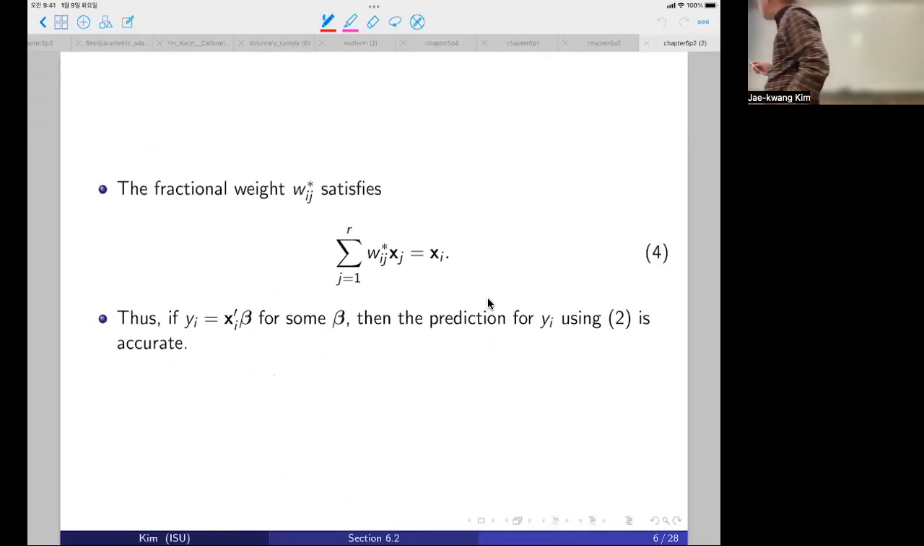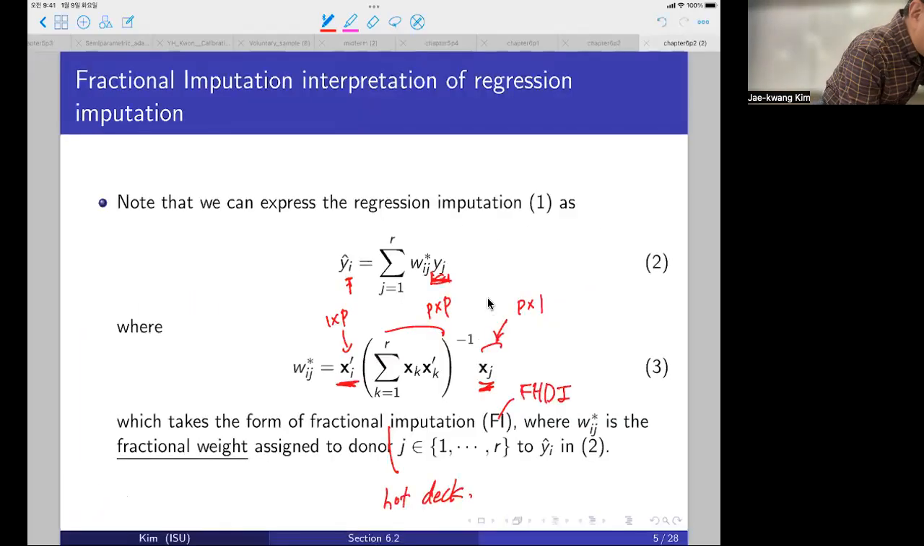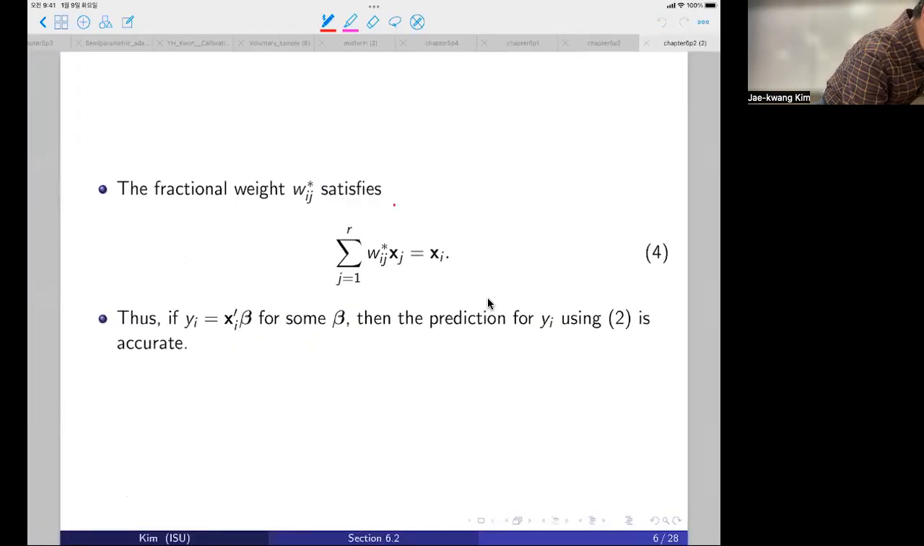Okay, so one property is that if you apply this, originally this is y_j, right? Instead of y_j, if we use x_j, then it goes back to x_i.